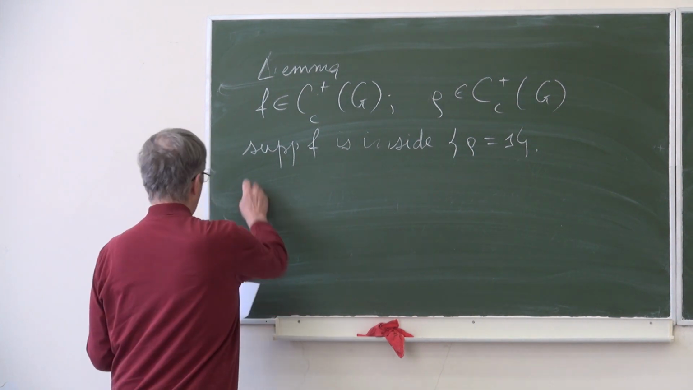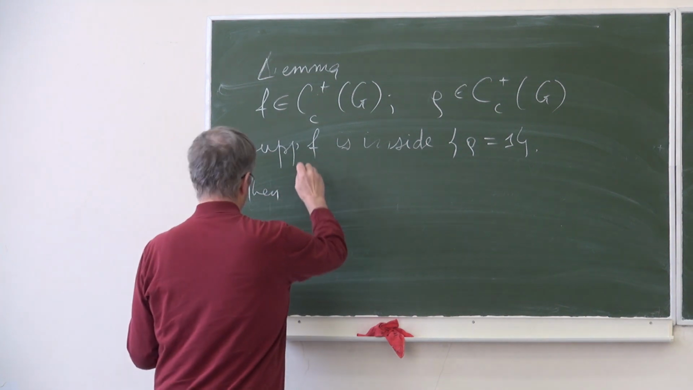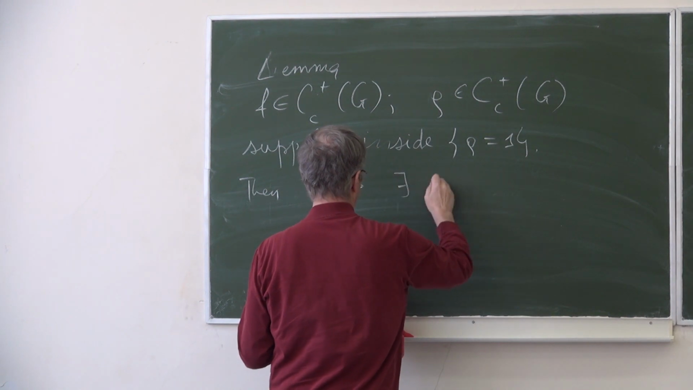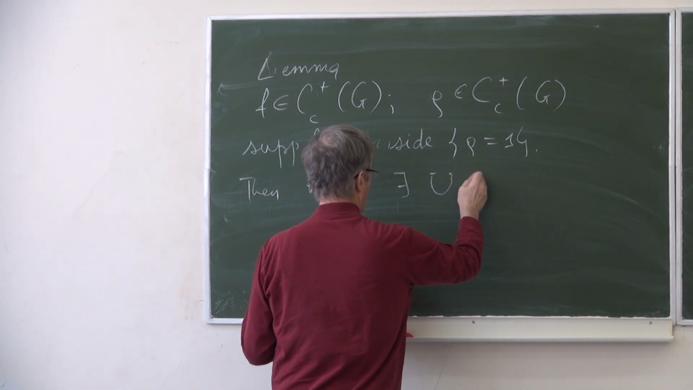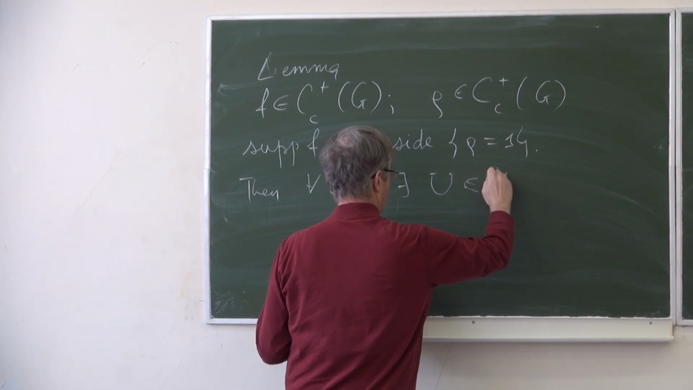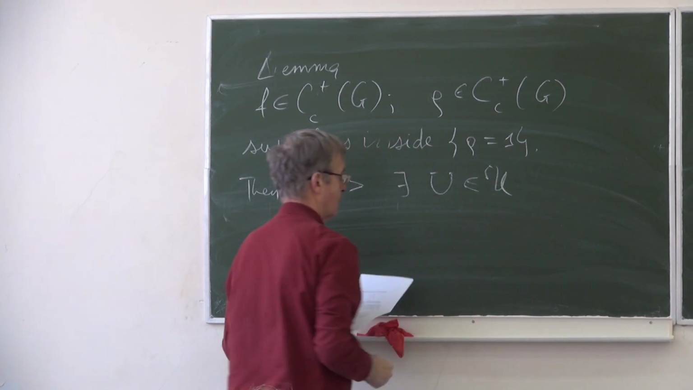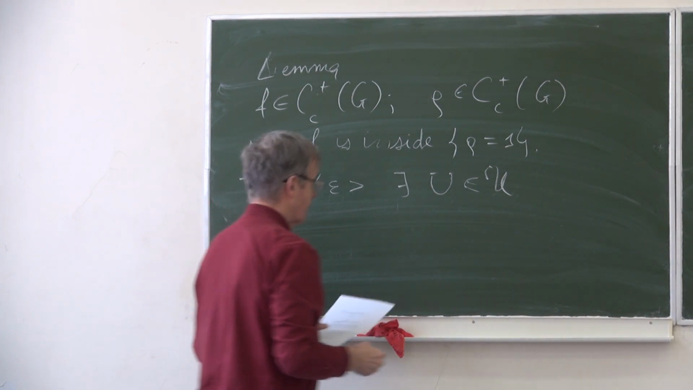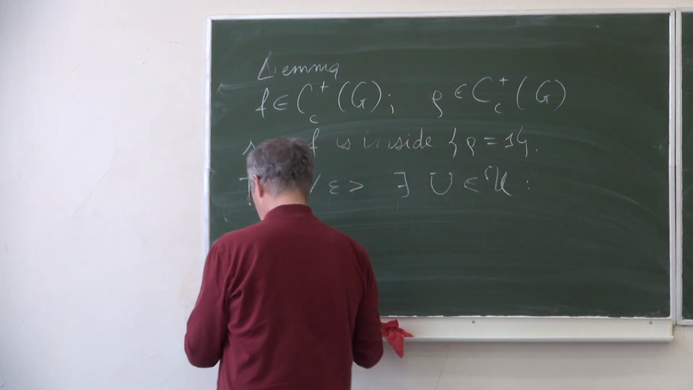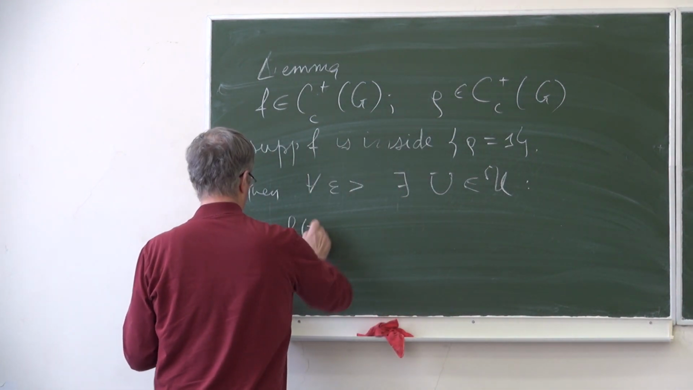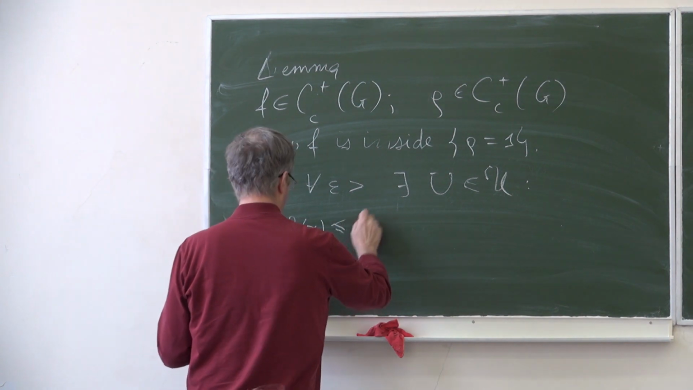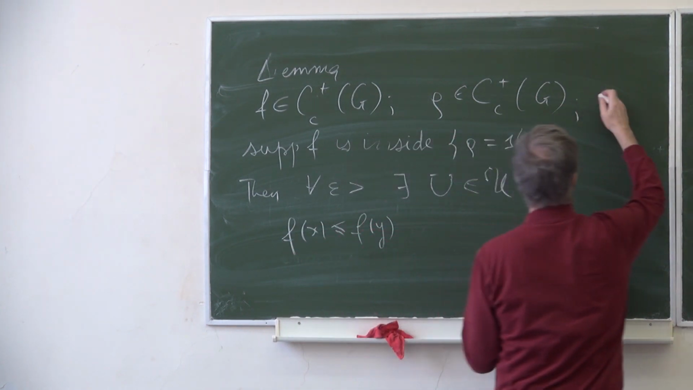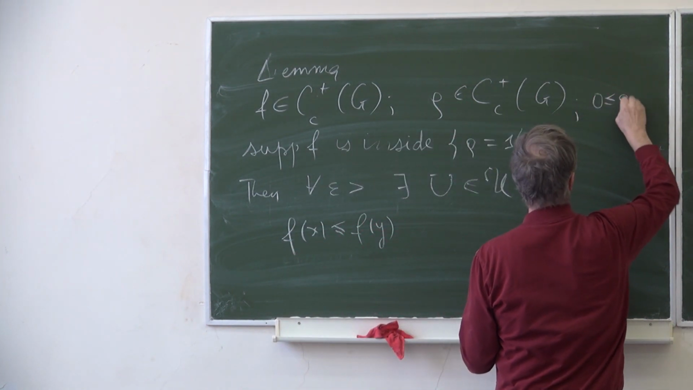So then for every positive epsilon there exists a neighborhood U of unity. I'll remind you that the collection of neighborhoods of unity was denoted by script U, such that we have the following inequality. Well, and for this rho, it is also assumed that it is between 0 and 1.